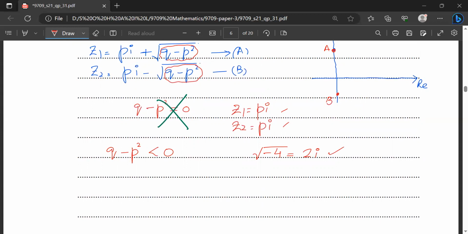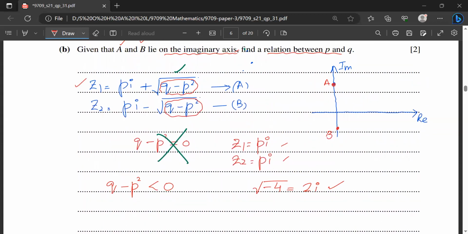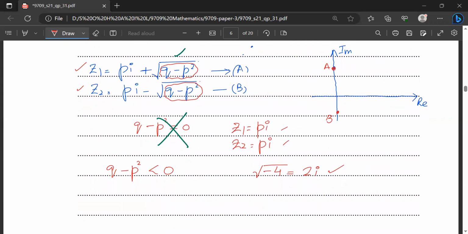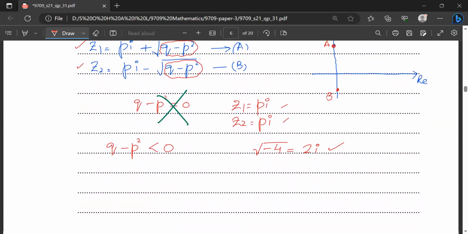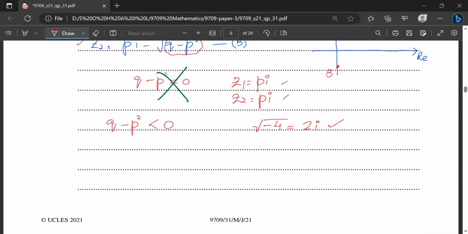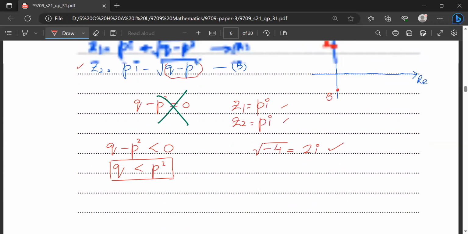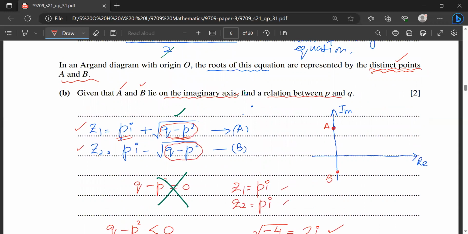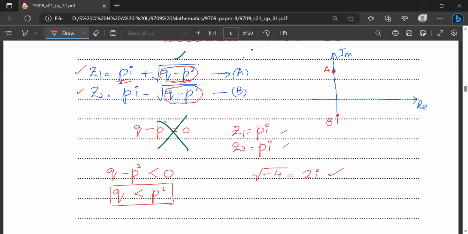So this is in terms of iota, and I'm looking for Z1 entirely in terms of iota and Z2 entirely in terms of iota. This is possible only when Q minus P square is negative. Then an iota term added to another iota term would be iota, which is on the imaginary axis. So Q is less than P square is the relation between Q and P. If Q is less than P square, then the points A and B are on the imaginary axis, and this is how you can answer this part.